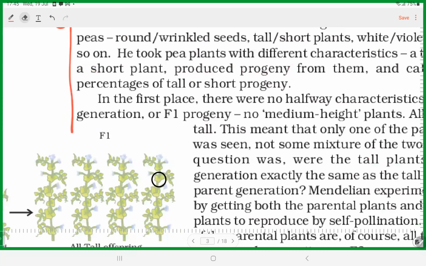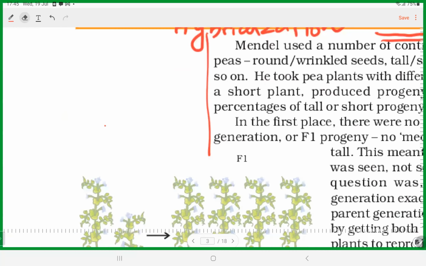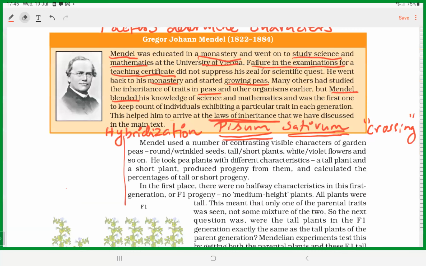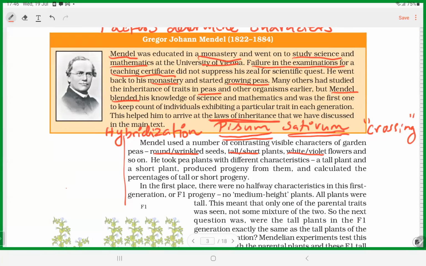Just check the 7 characters selected by Mendel, page number 27. Stem height, flower color, flower position, pod shape, pod color, seed shape, seed color. Basically they are the 7 characters selected by Mendel, like round or wrinkled, tall or short, white or violet, and like that. So please know this table.